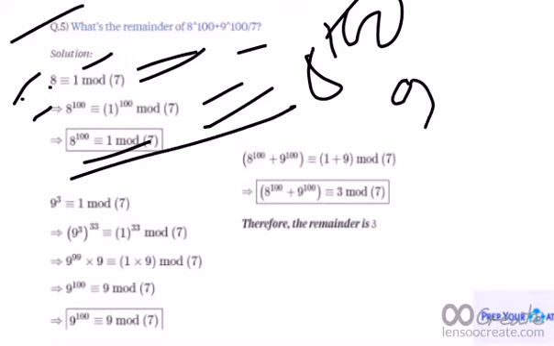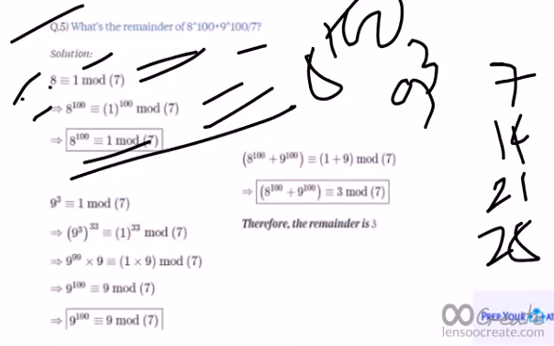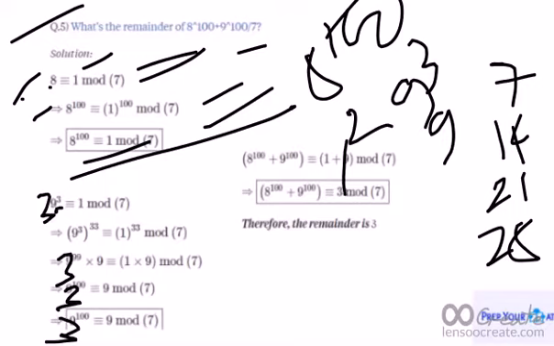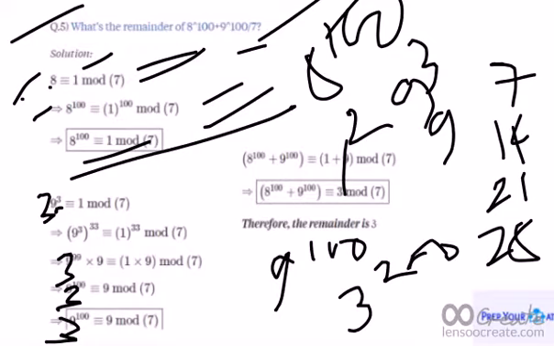We know that 7 multiples are 7, 14, 21, 28. Now we have 9 cube. Something is wrong, sorry for this. Just a minute. First of all, we will write 9 raised to 100 as 3 raised to 200. Okay, after writing this, now we will check on the multiples of 9.